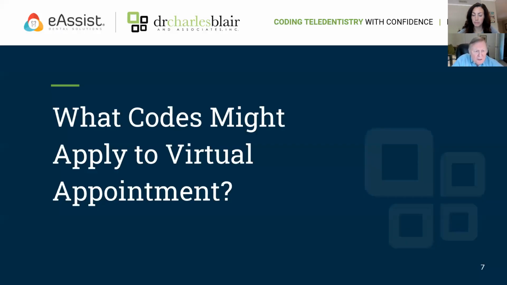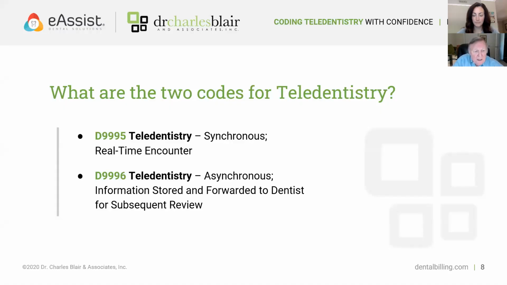So what codes might apply to a virtual appointment? Today, we're really focusing on these two codes. D9995 is teledentistry. That's a synchronous real-time encounter. And then D9996 is asynchronous. The information is stored and forwarded to the dentist.